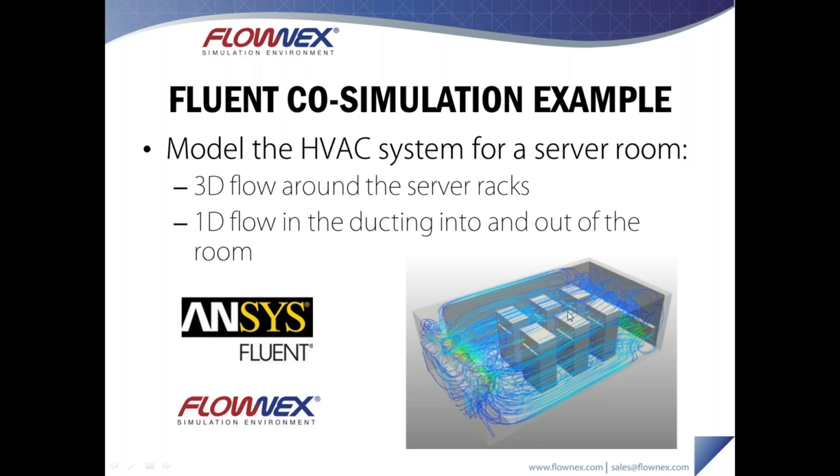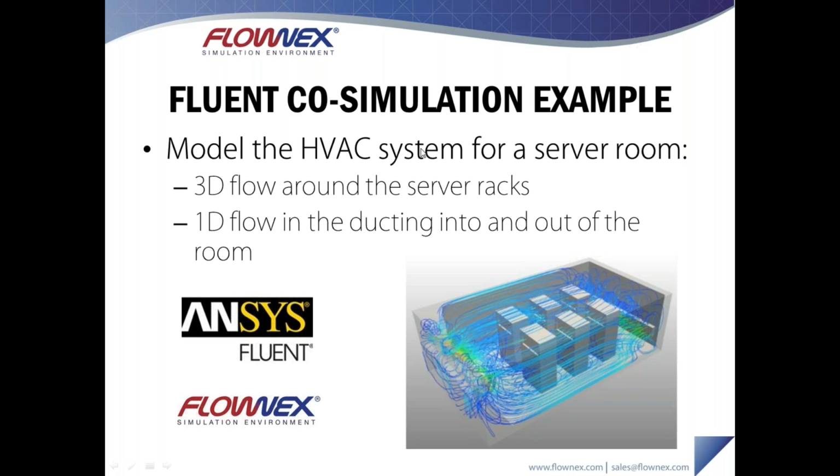So in this environment here, we have 6 server racks and air flowing through this room to cool these server racks. The air supply system, through the actual heat exchanger to cool the air, the fan itself, and all of the ducting required to pass the air into the room and remove the air from the room, is all one-dimensional in nature. So it becomes a very good application for Flownex, whereas the flows inside of the room itself are three-dimensional in nature and have incredibly complex flow patterns, so are then best modeled in something like Fluent.